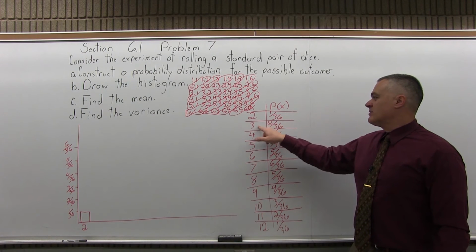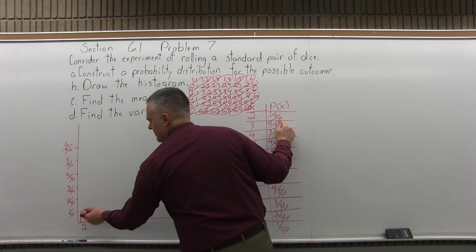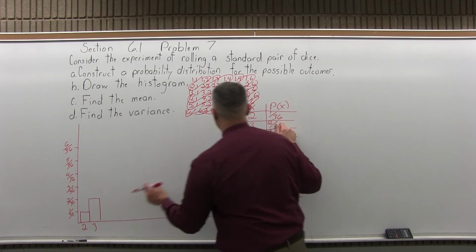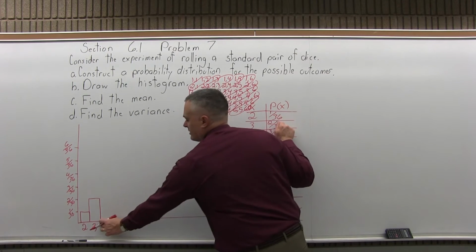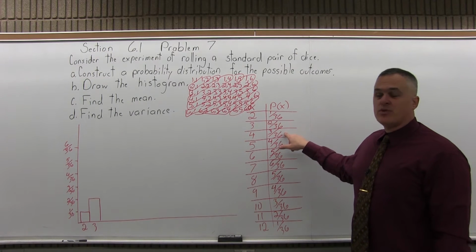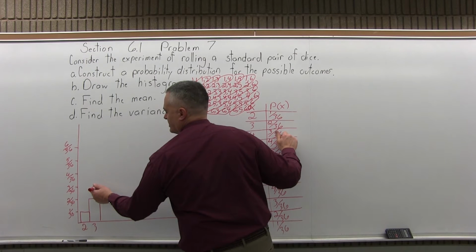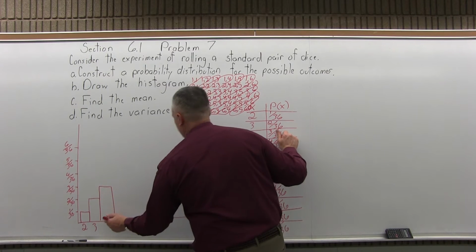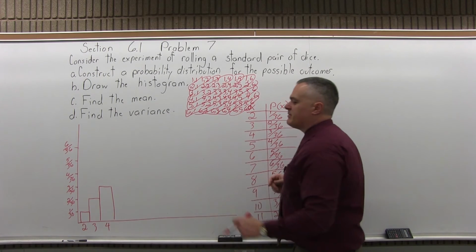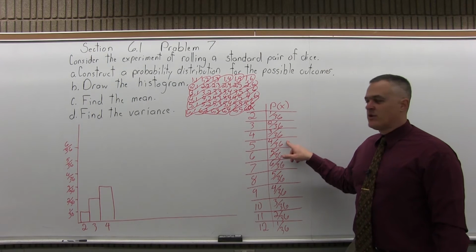Now the next bar will go to a height of 2 over 36. And the number from the first column, which is a 3, goes under the center of that bar. The next bar goes to a height of 3 over 36, which is marked there. Again, notice the bars are touching, and they are vertical. The number from the first column goes under the center of that bar. Try and make the bars the same width as much as you can. The next bar goes to a height of 4 over 36.